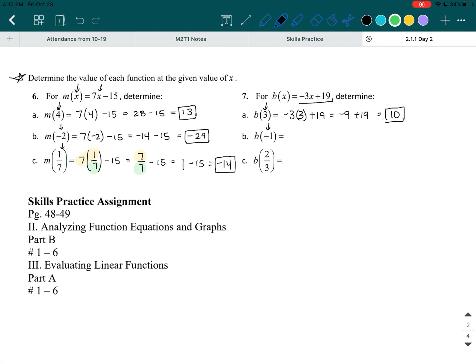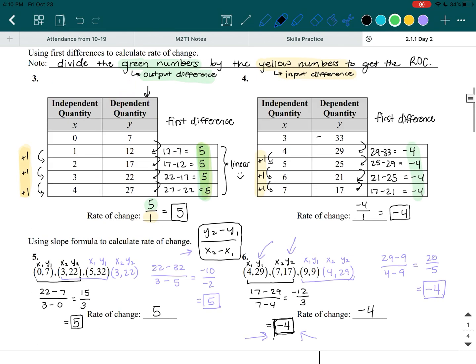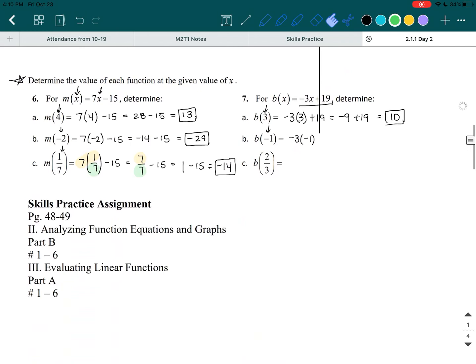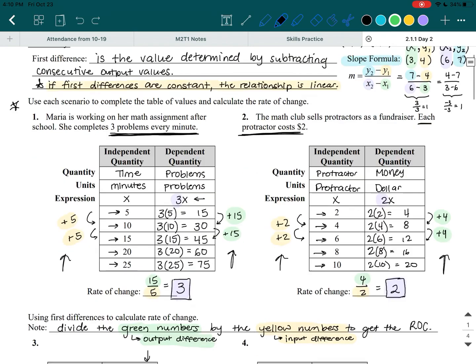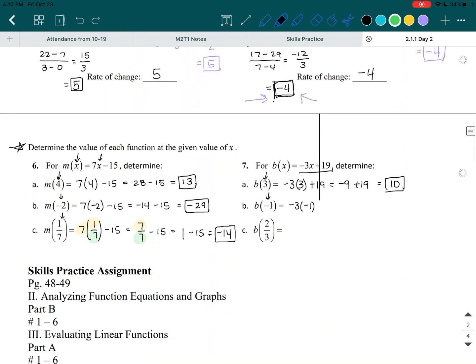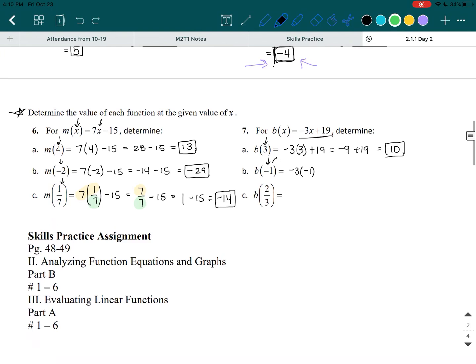Now let's plug in the negative 1. So our equation is negative 3x. Oops. Don't know how that happened. Okay, let's scroll back. Wow, that was weird. Okay, there, finally. Well, that was weird.